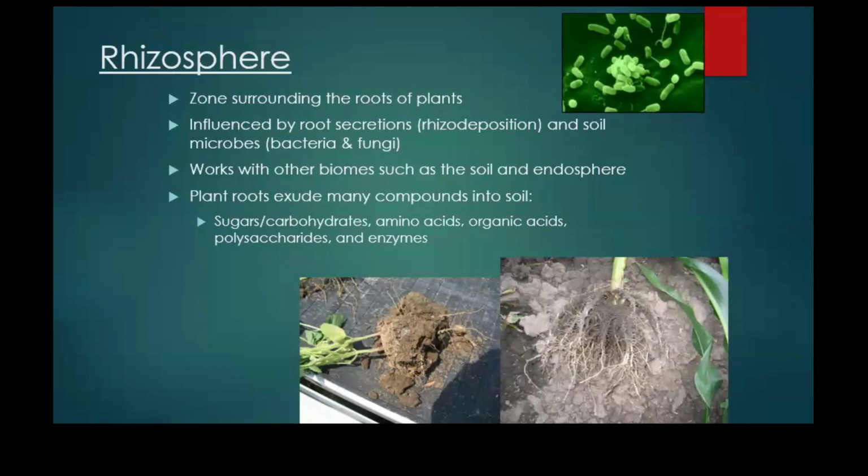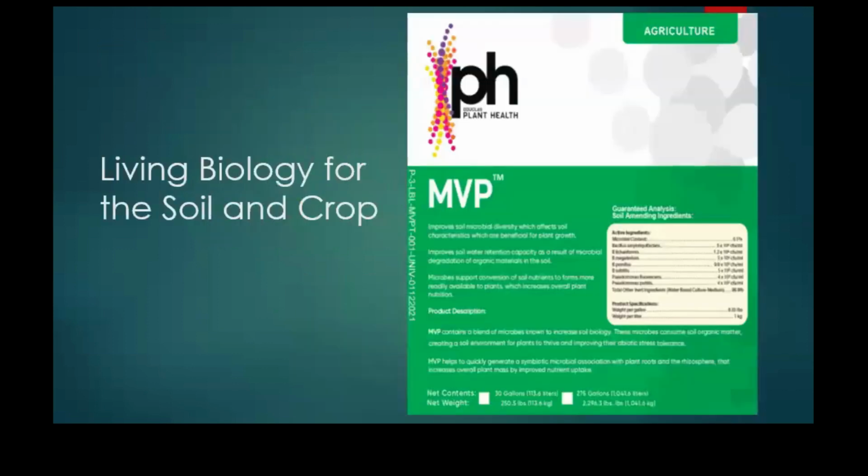So MVP is the product we work with now. Before that it was SP1, but MVP is a very broad spectrum biological product that brings a lot of those communities' microbial functions together in one product. It is a liquid. It's a very versatile product. It's compatible with fertilizers, pesticides, you name it. It's good for soil applications and foliar applications.